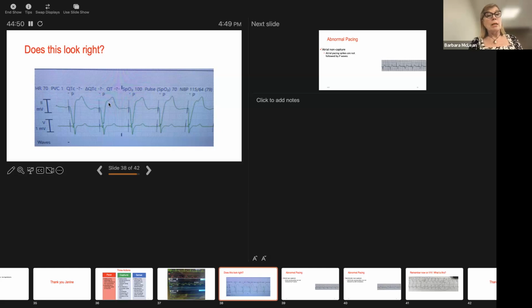In either case, he's been programmed for VVI. So in either case, here's the thing. I don't want to get hung up. Is this the atrial pacer and is that the ventricular pacer? And am I seeing two different things?